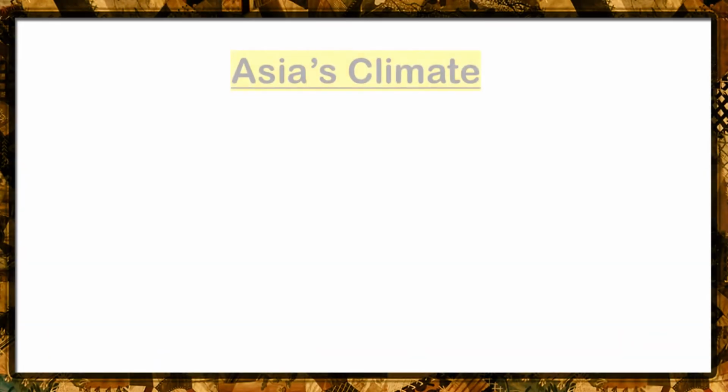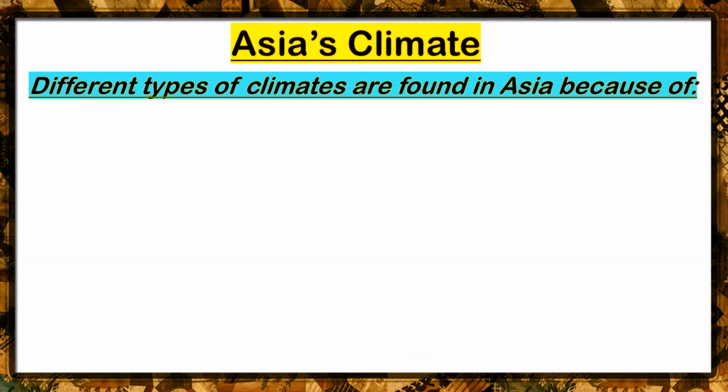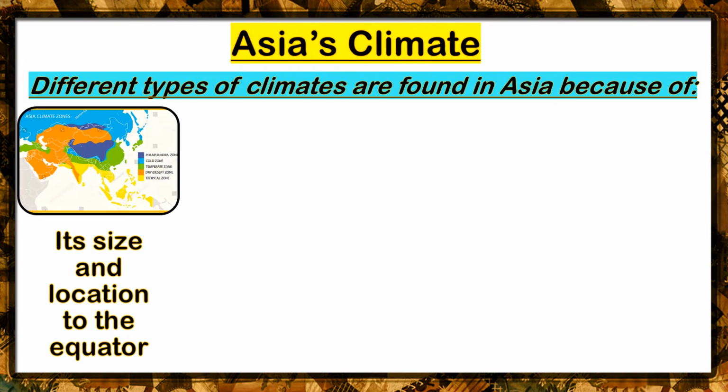Now, class, let us study about Asia's climate. So, there are different types of climate found in Asia because of the following factors. Number one, its size and location to the equator.